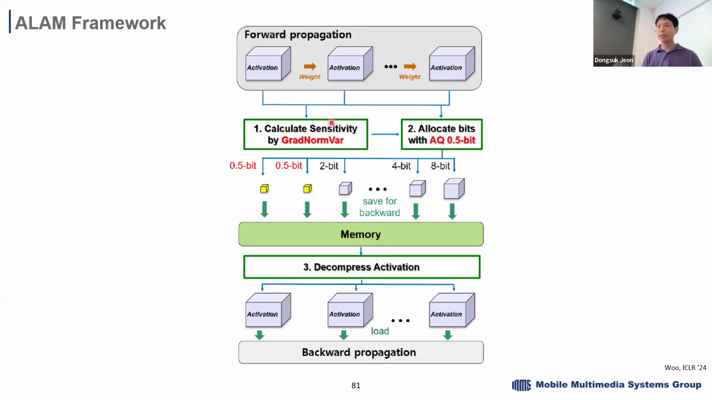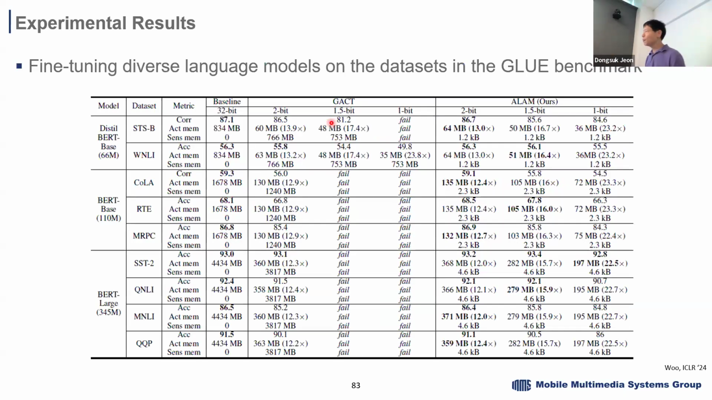You can see that we first need to calculate the sensitivity of each layer. And for some less sensitive layers, we can apply 0.5 bits, and for more sensitive layers, we can apply maybe 4-bit or 8-bit quantization. Even if we heavily quantize them, the performance was pretty much the same. So even for the BERT models, the performance degradation was minimal, while we were able to compress the memory size by more than 10x. So I think it's a pretty good trade-off between the storage and the accuracy.